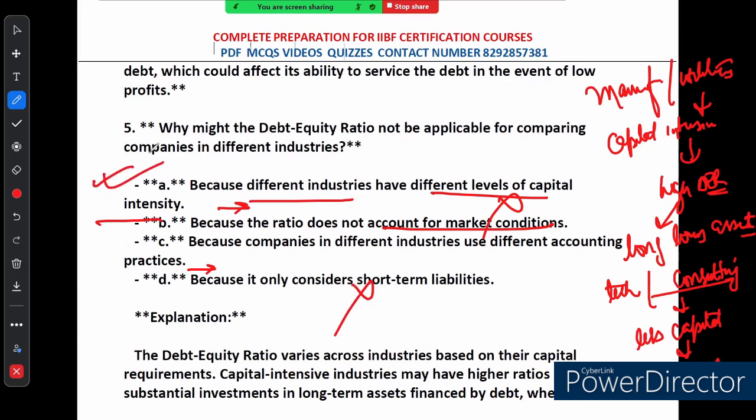The debt equity ratio reflects how much debt a company is using to finance its operations as compared to equity. However, the amount of debt a company needs can vary significantly depending on the industry. For example, industries that require heavy investment in physical assets, like manufacturing, typically have high DER. This is because they often finance the large investment with debt. On the other hand, service-based industries or technology companies might have lower DER.